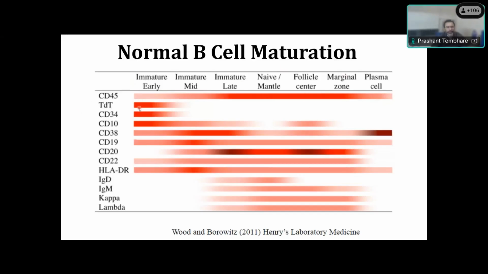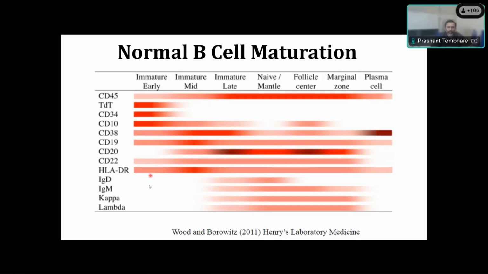Now, if you look at TdT, we know that it is positive only in precursors. CD34 is also an early precursor marker. We know CD10 is positive in early precursors, but it becomes negative as the cells become mature. CD38 is expressed in the same way. CD19 is homogeneously expressed throughout, from the earliest precursor to plasma cell. CD20 shows variable expression at different stages. We'll see the different stages.